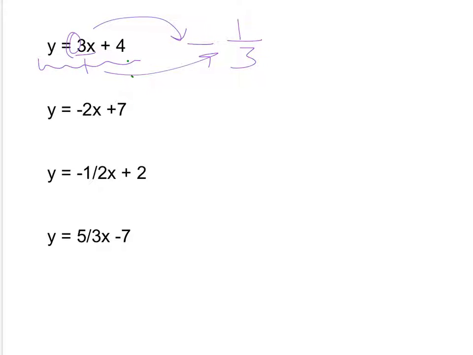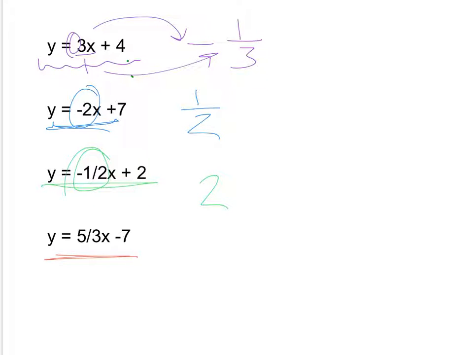Y equals -2x plus 7. The opposite reciprocal of -2 would be 1/2. Y equals -1/2 x plus 2. The opposite reciprocal of -1/2 would be +2. And for the last one here, y equals 5/3 x minus 7. The opposite reciprocal of 5/3 would be -3/5. So all you do is change the sign and flip the fraction upside down.